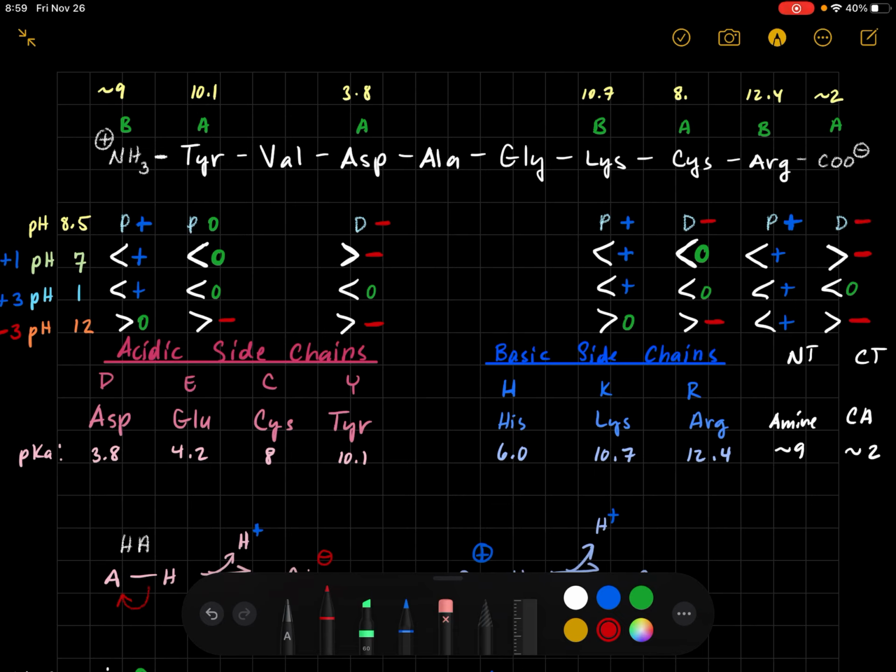Once again, I'll just add up the number of positive charges and subtract from that the number of negative charges. I have 1, 2, 3 positive charges, minus 1, 2, 3 negative charges. And so at a pH of 8.5, my peptide will have a net charge of 0.